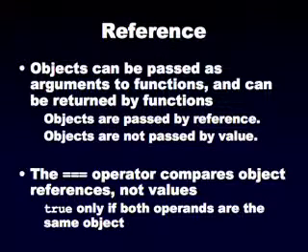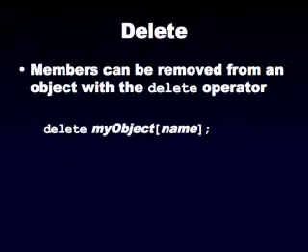Objects can be passed as arguments to functions. They can be returned by functions. Objects are always passed by reference. They are not passed by value. The double equal or triple equal operator compares object references but not values. So it will return true only if both operands are the same object. Doesn't help if they're similar objects. There is a delete statement which can be used to delete elements from an object. You say delete the object and then sub the name or dot the name. And that removes it. Actually changes its value to undefined, which does the same thing.